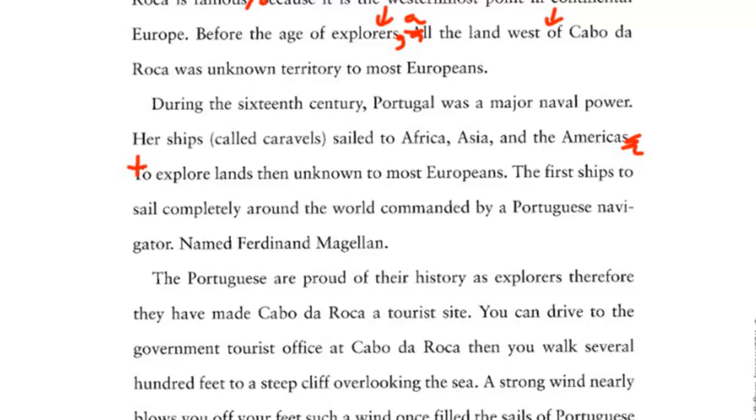The first ships to sail completely around the world commanded by a Portuguese navigator named Ferdinand Magellan. Again, first off, let's get rid of the period after navigator and make a lowercase n. That'll make it simpler, because named Ferdinand Magellan is not a complete sentence. But there's also a problem with the first ships to sail completely around the world commanded by. Commanded is not a complete verb here. So I think we need something like were commanded by. That makes the verb more complete.